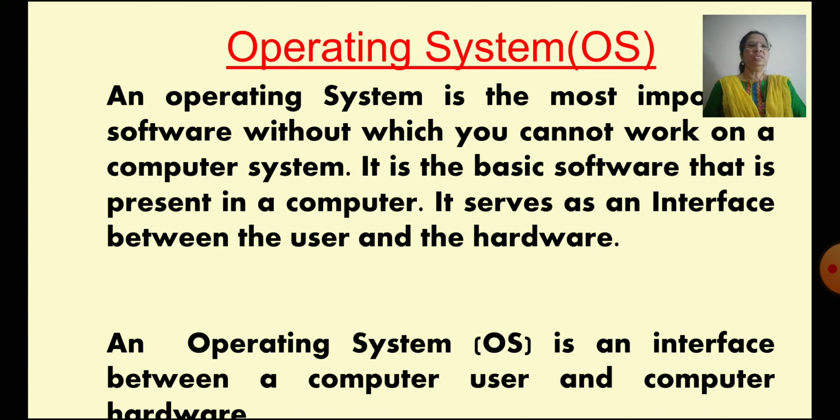Who is the user here? We are using the computers. We are the user and the hardware is all the hardware parts, right? Mouse, keyboard, speaker, CPU. It is an interface between the user and the computer. Interface makes things easy. So, an operating system is an interface between a computer user and computer hardware.